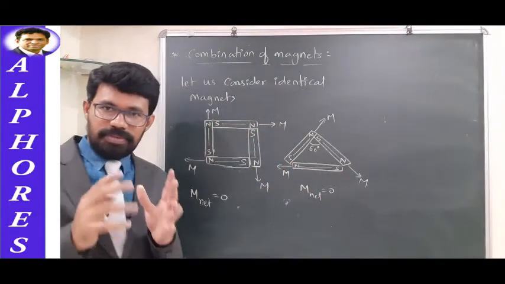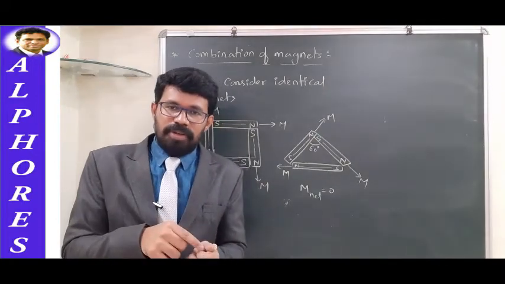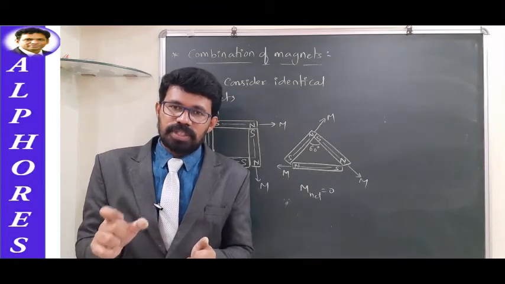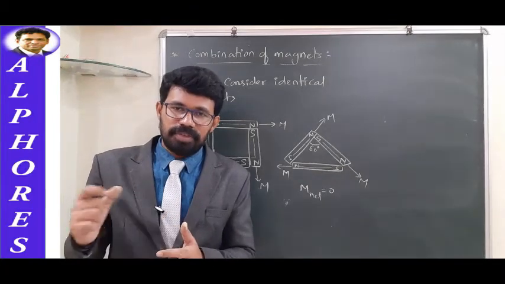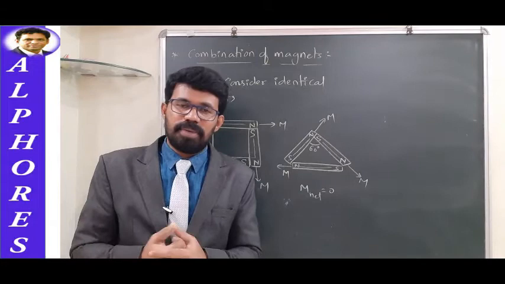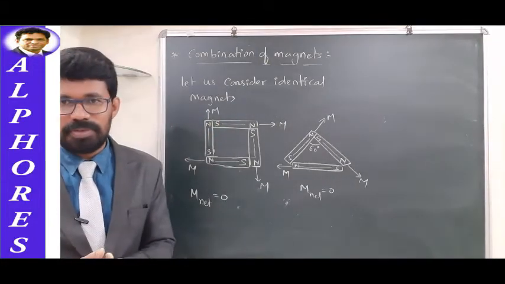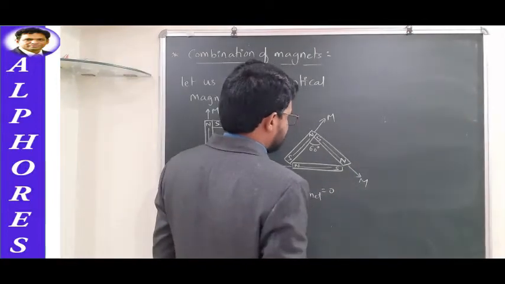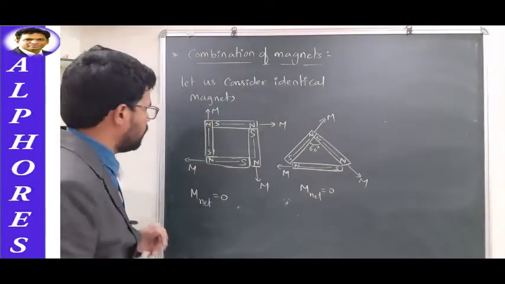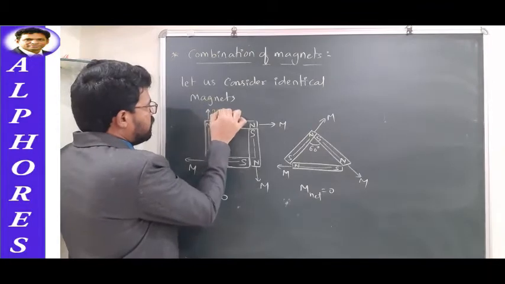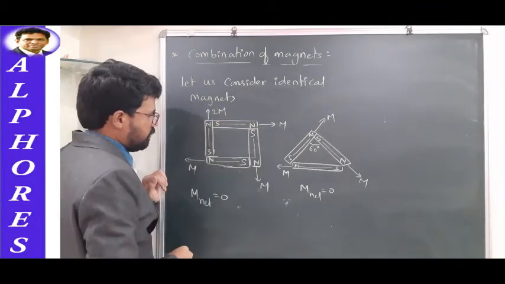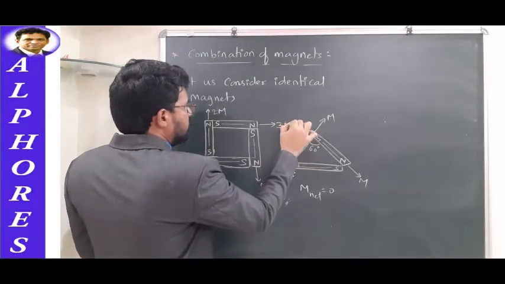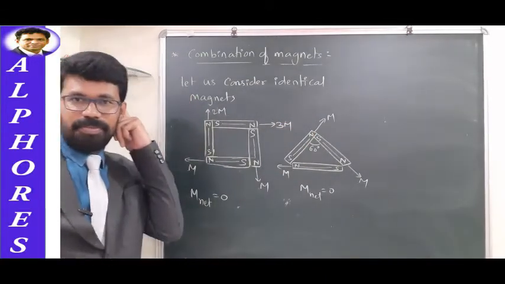Not only this one, in case of any polygon, if identical magnets are arranged such that unlike poles touch each other at the corners, at the vertices, then the resultant magnetic moment of such an arrangement is equal to 0. What if the diagram is something like this? Now I am going to modify this one slightly. Let us say this is equal to 2m. This is equal to 3m.